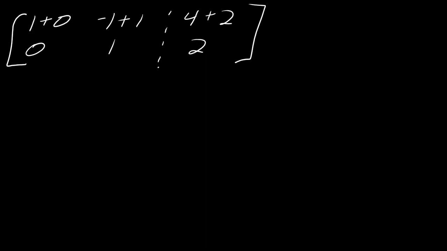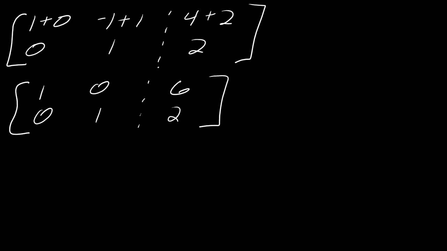And then we can just finish the math. So this will turn into 1, 0, 6, and 0, 1, 2. And look, now we have this in the desired form. And I want to point out something about just how this works.